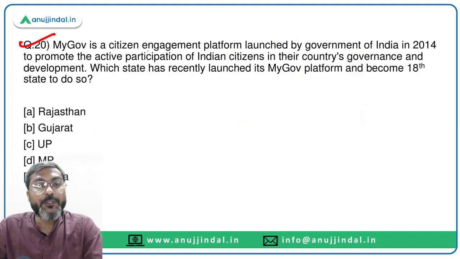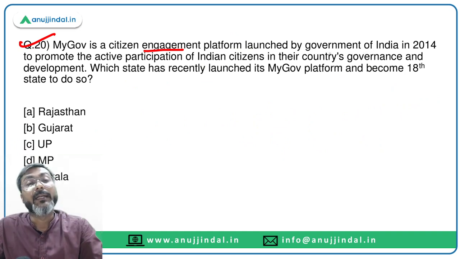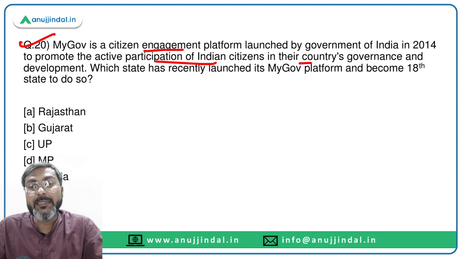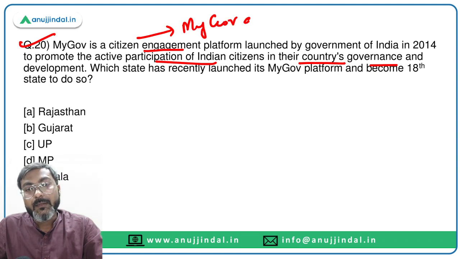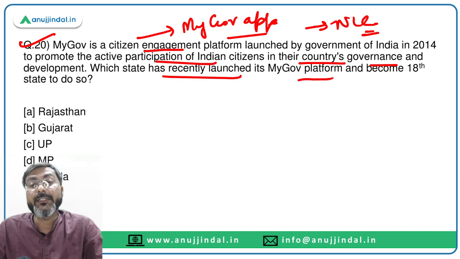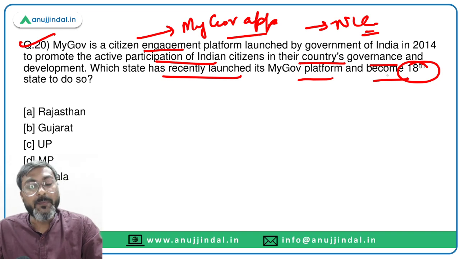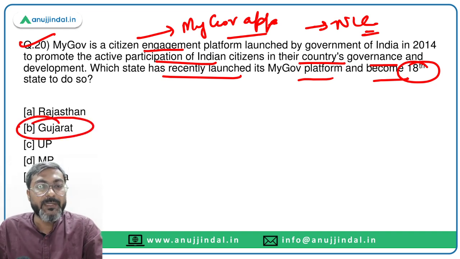Question number 20. MyGov is a citizen engagement platform launched by Government of India in 2014 to promote the active participation of Indian citizens in their country's governance and development. And there is an app also, MyGov app, which was developed by NIC, National Informatics Center. But the question is, which state has recently launched its MyGov platform and become the 18th state to do so? So remember, the 18th state to launch its own MyGov platform is Gujarat. Option B is the correct answer.